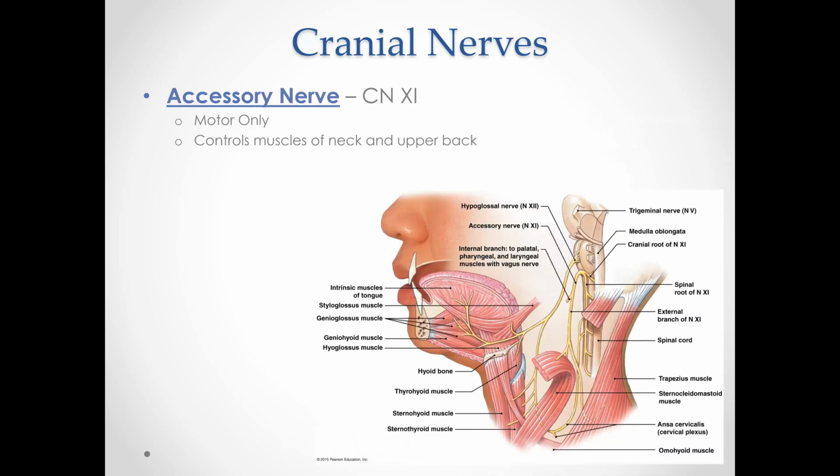Cranial nerve number 11 is the accessory nerve. This is a motor-only nerve, and it controls muscles of the neck and the upper back. And last but not least, the hypoglossal nerve, cranial nerve number 12, is a motor-only nerve, and this one controls just tongue movements. And again, remember, glossal or glosso is a root word that means tongue.